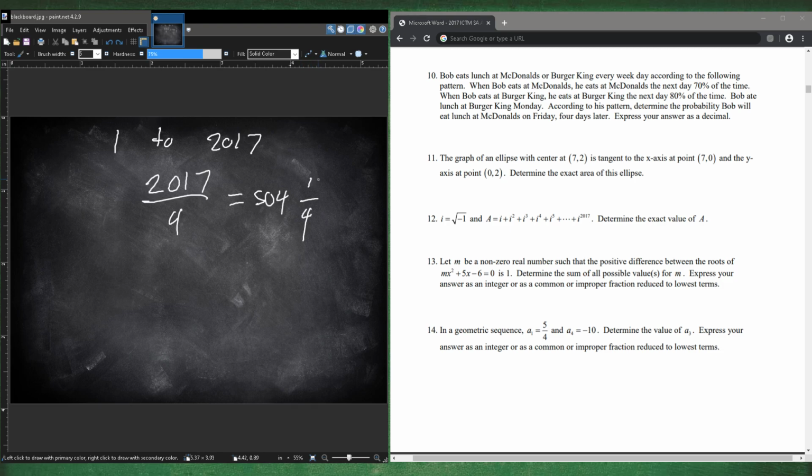And then we have one remaining, which is the last one, the 2017. So i to the power of 2017, right? That's just the first term, because it's right here, the first one. So what's the first one? i, then -1, then -i, and then 1. So the first term is i. So that's what it concludes to.